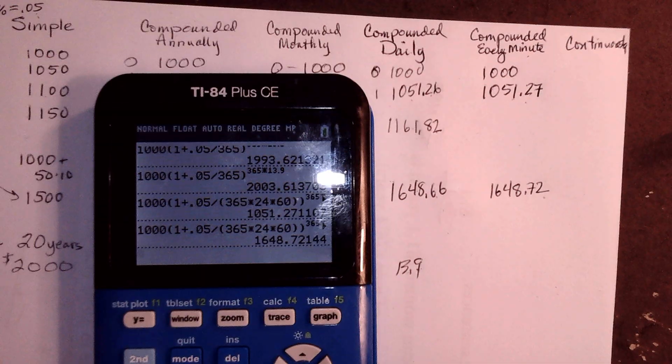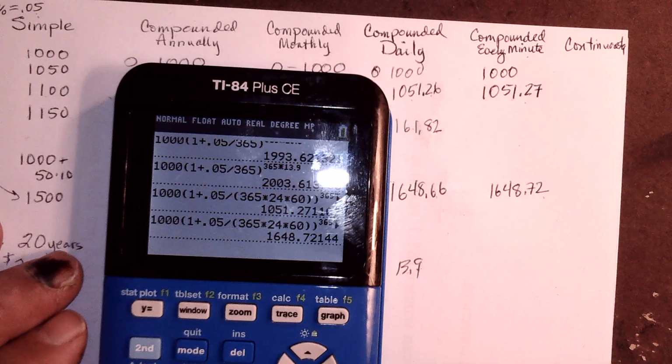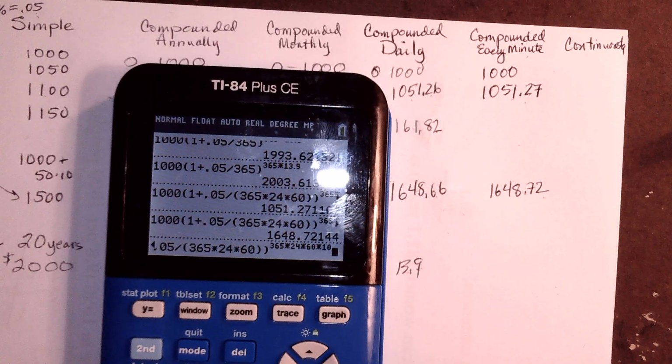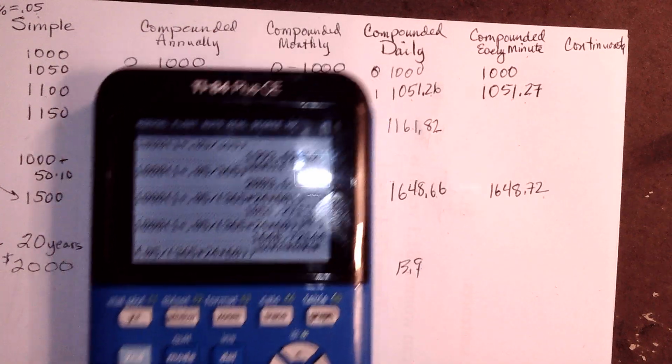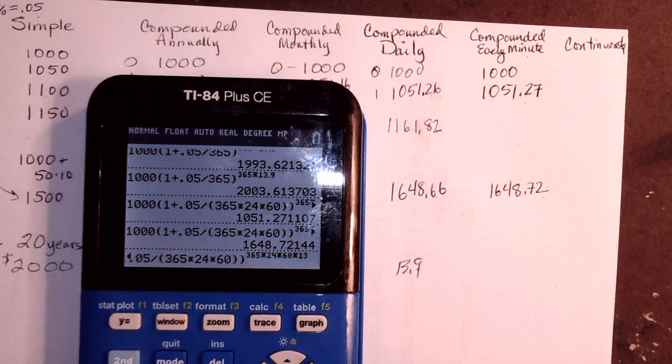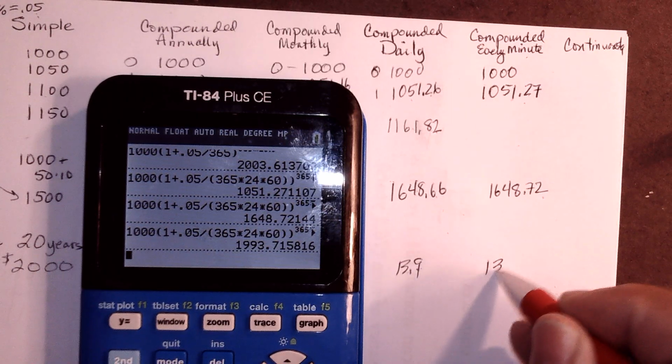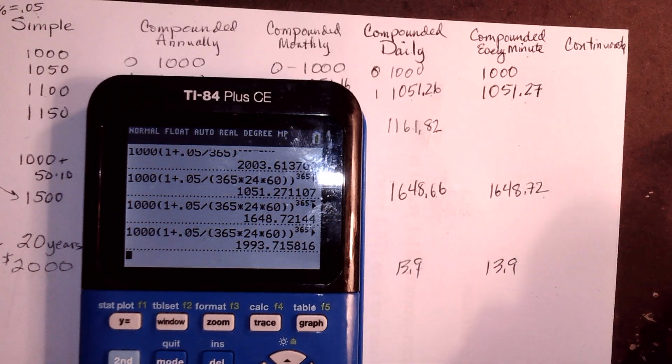And let's see if we can compound it for not 10 years. How long does it take to double? So if we want to do 13 point, let's see if it can do it in 13.8 years. Not quite. It's still going to be close to 13.9 years.